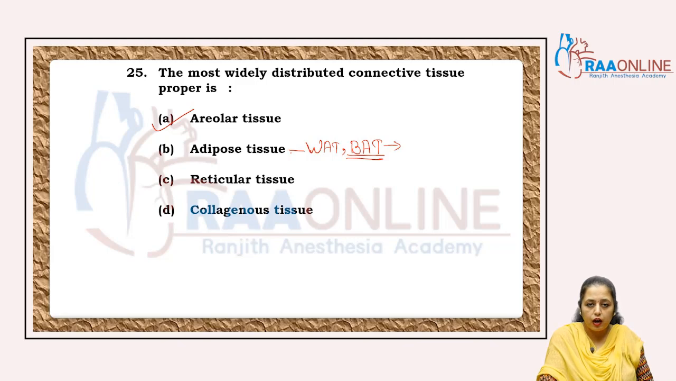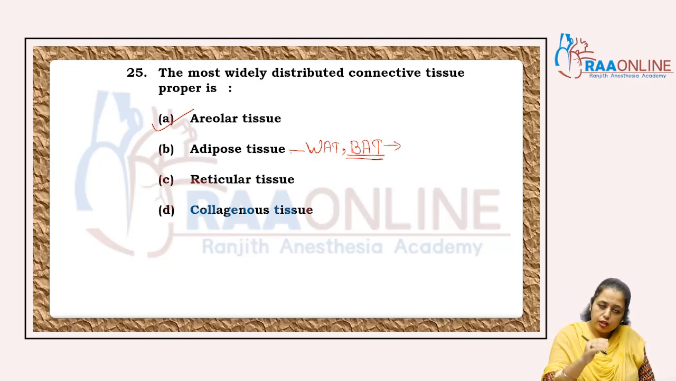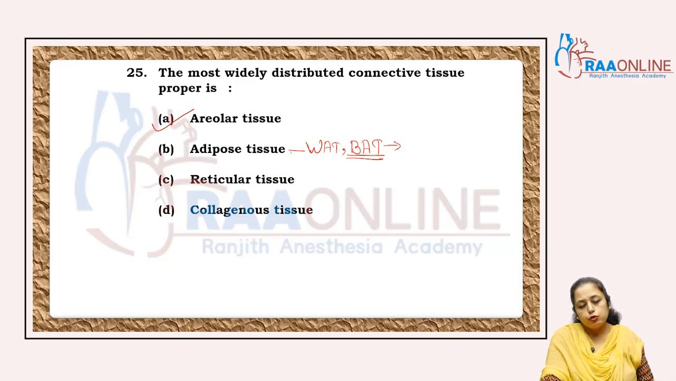It just warms the body cells and is present around the larger blood vessels, around the neck, and around the visceral organs, so blood circulation can be maintained. Clear? Reticular tissue is phagocytic in nature. These are network-like, present in the spleen and the bone marrow. Collagenous tissue is where the meshwork is present. But when we talk about the most widely distributed connective tissue proper, that is the areolar tissue.